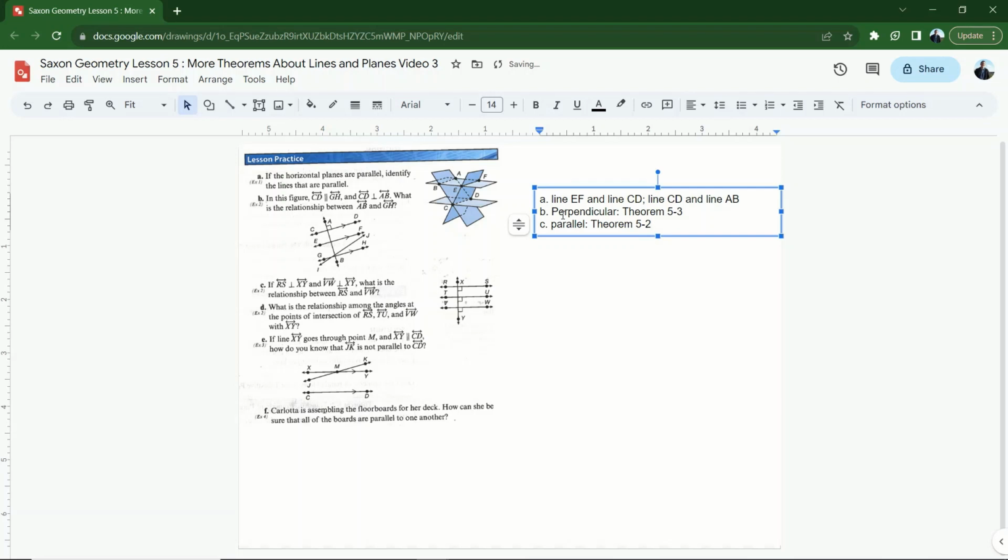And I did that by inspection. I noticed it wasn't any of the other postulates or theorems. It must have been that one. All right, let's look at letter D.